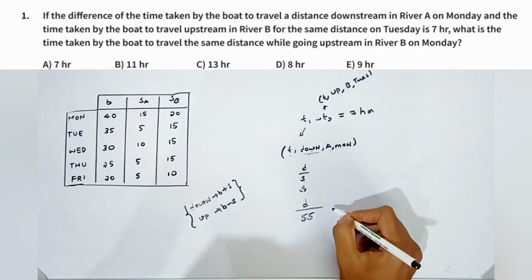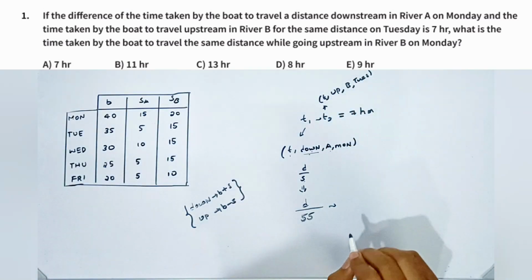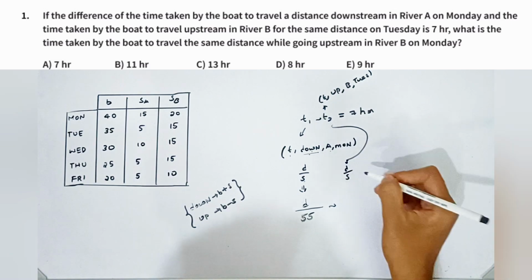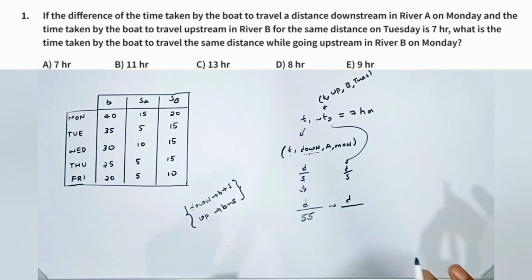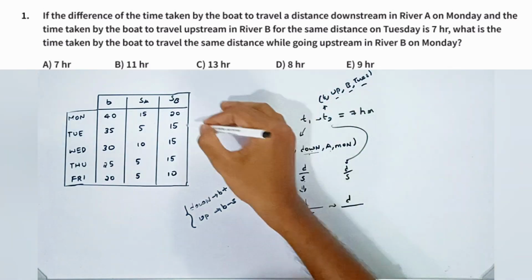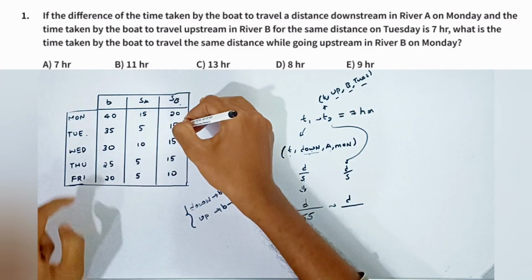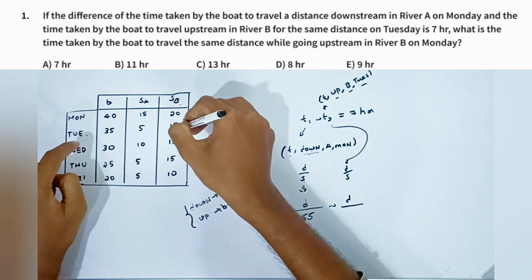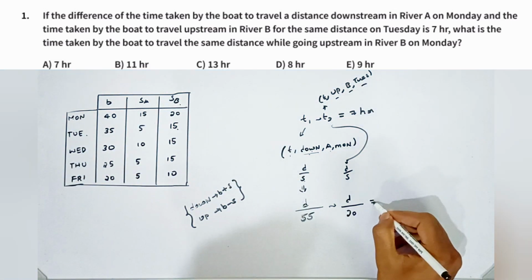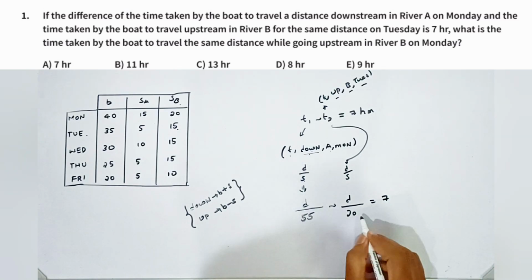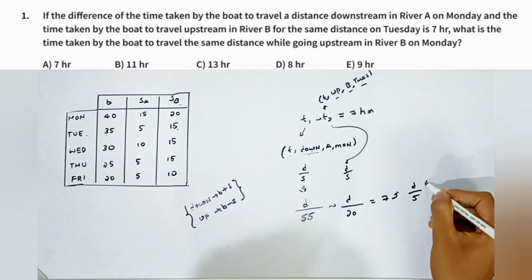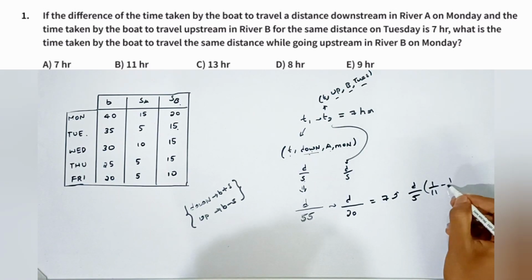Minus T2. I'm going to calculate T2. T2 is also nothing but distance by speed, right? The distance is the same distance, which I'm considering as D, and the speed is given as upstream, river B, Tuesday. Upstream means B minus S, so 35 minus 15 is 20, right? We have to write 20. That is equal to 7, right? And here we can easily calculate D. Taking D minus 5 as common, we can get 1 over 11 minus 1 over 4.